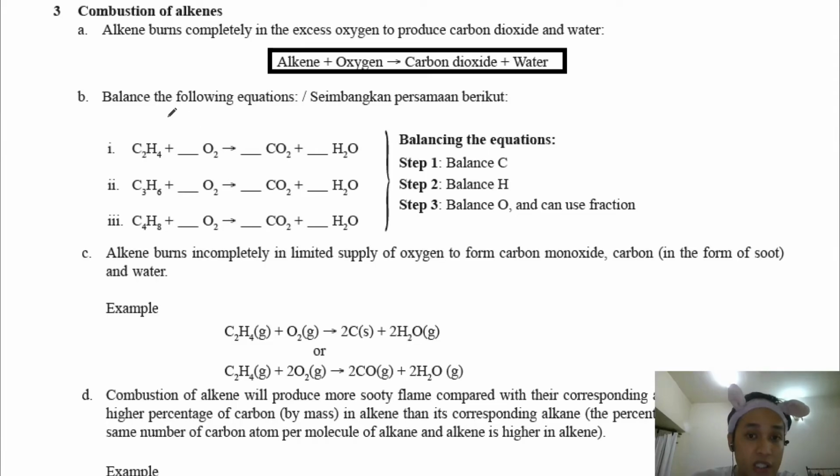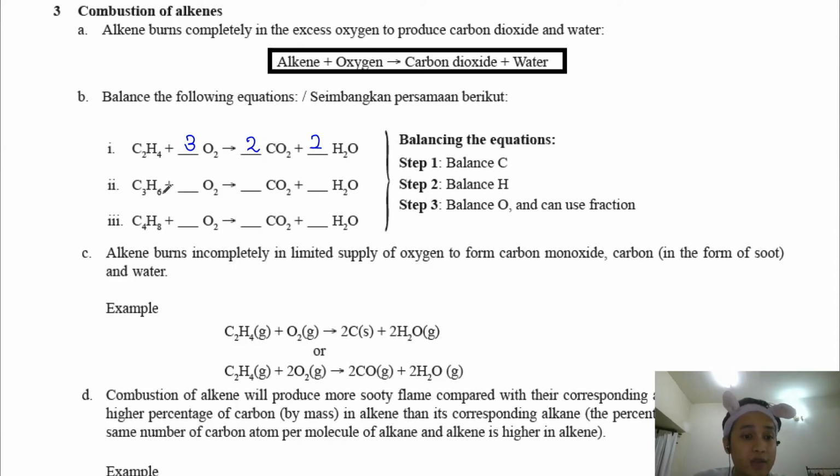So let's try out this one. This one is ethene, 2 carbon. So we try and balance the carbon first. So I put 2 here. Next, we look at the hydrogen. Here I have 4 hydrogens, so here I put 2, so this one will become 4. And then I calculate the oxygen. 2 multiplied by 2, 4 oxygen, plus 2, so 6. So here I will put 3.